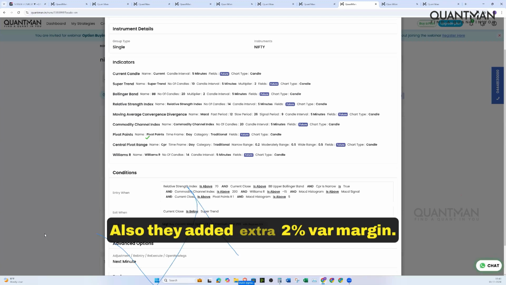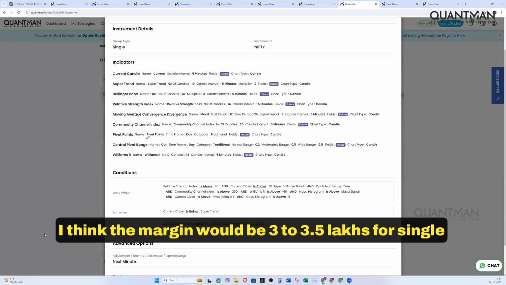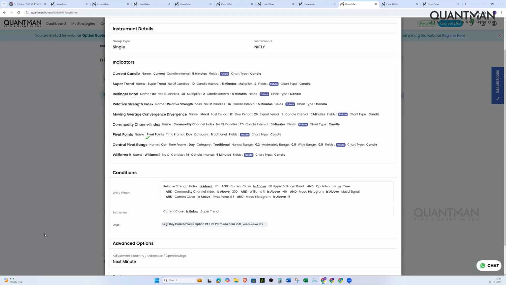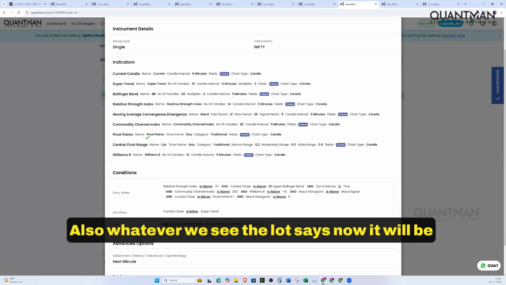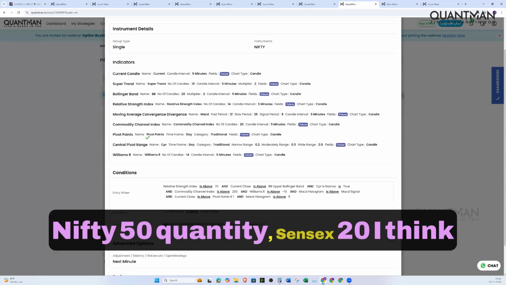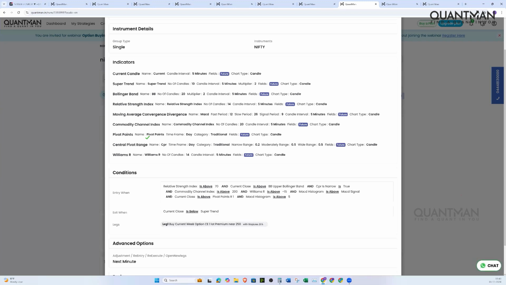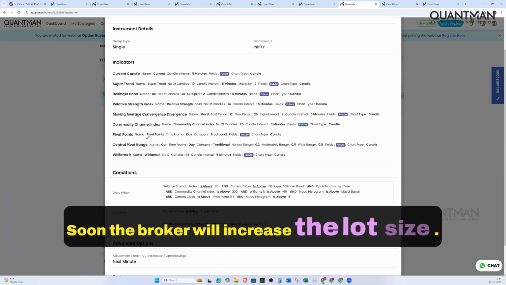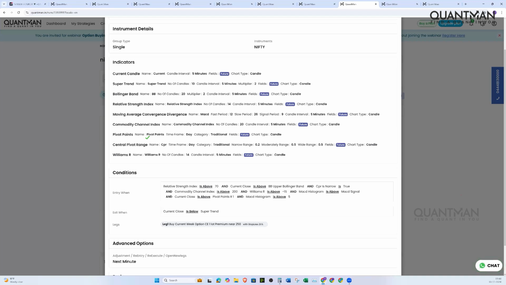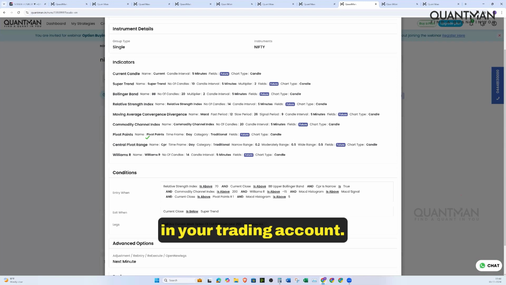Also, they added an extra 2% VAR margin. I think the margin would be 3 to 3.5 lakhs for a single lot of selling. Also, the lot sizes we see now will be doubled. For Bank Nifty 30, Nifty 50 quantity, Sensex 20, I think, and Fin Nifty 40 or 50. Soon the broker will increase the lot size. You need to add the required margin plus drawdown in your trading account.